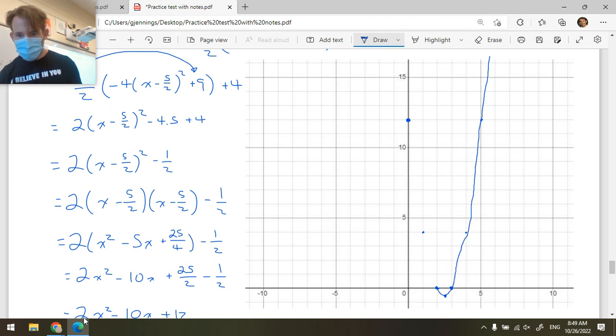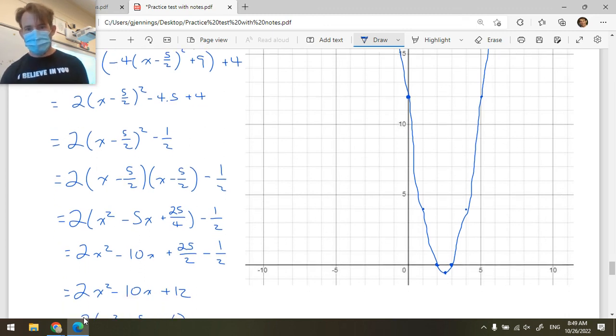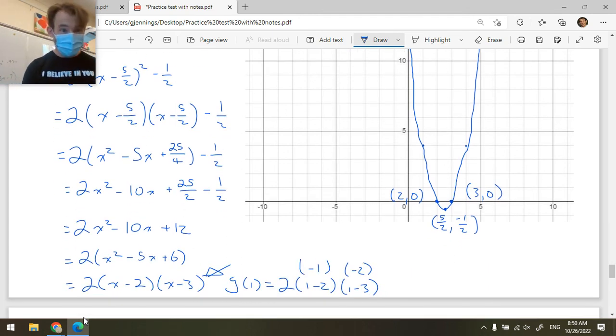Sound effects optional, but highly encouraged. There. So that's a nice graph of it. And then let's label all of our key points. So this is the point 0, 12. This is the point 2, 0. This is the point 5 over 2, negative 1 over 2. That's the vertex. And then this is the point 3, 0. Done. All the things finished.